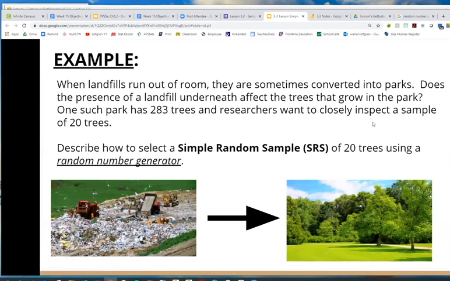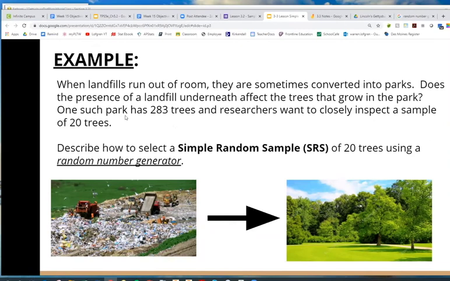And so the question is this. Does the presence of a landfill, if you have all that trash underneath your park, affect the trees that grow in the park? I mean, that seems like a pretty obvious question. People might wonder, does having trash underneath the dirt affect how well the trees grow?